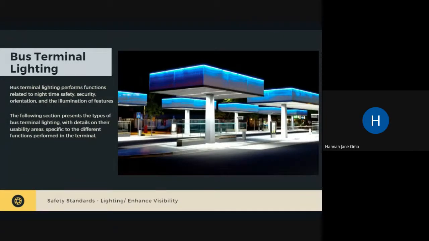We have here the bus terminal lighting, which performs functions related to nighttime safety, security, orientation, and the illumination of features. The following slides will present the types of bus terminal lighting with details on their usability areas specific to the different functions performed in the terminal.